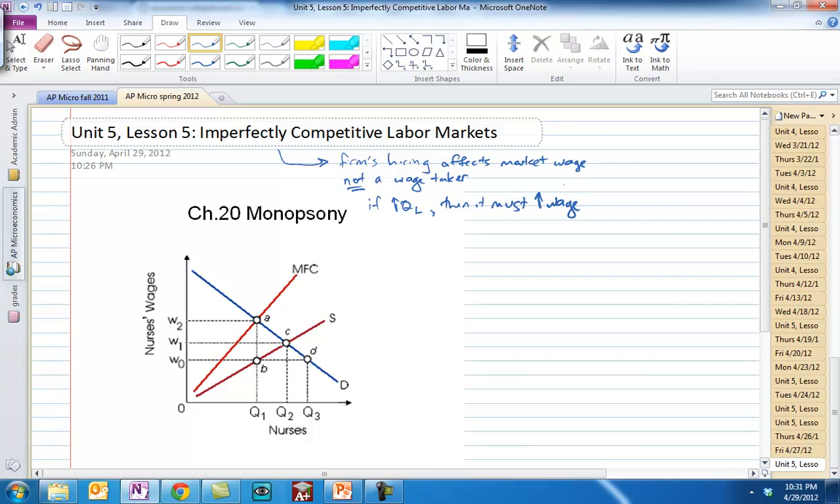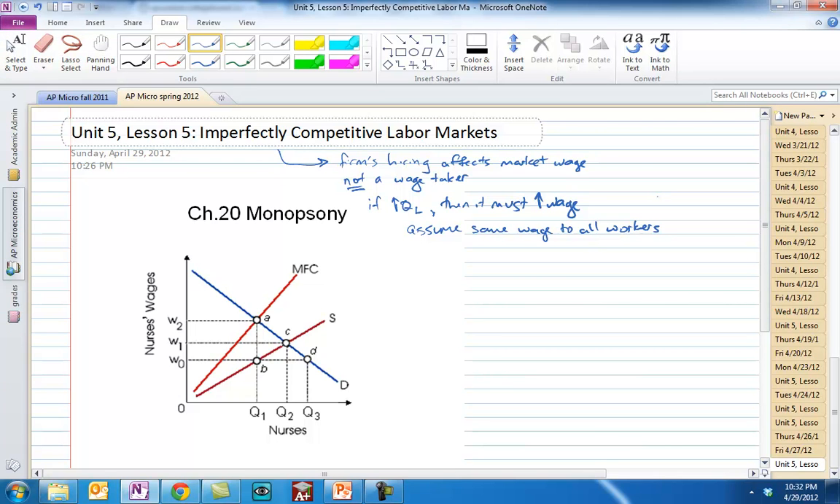Because to get more workers, we'll assume they've got to offer higher wages to induce more people to come into this field, to induce people to move into town who weren't in town before. And just like we said with monopolies, where we assumed no price discrimination, for simplicity, with our analysis, we're going to assume it has to pay the same wage to all its workers. Okay, so that's the situation with an imperfectly competitive firm.